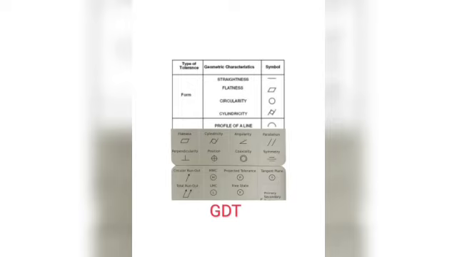Here is the GDT. GDT means geometrical dimensioning and tolerancing. In the previous year we learned about tolerance, fit and limit, but this is the deeper part of that, or an extended part you may say. Here we are going to learn geometrical symbols related to the tolerance, fit and limits.